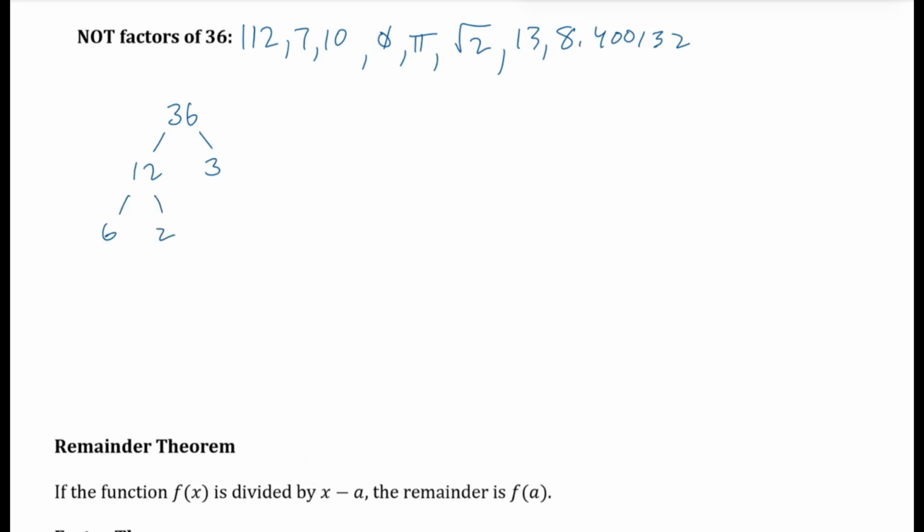2 is prime, so that branch is done. Two numbers that multiply to 6. 3 and 2. 3 times 2 times 2 times 3 is 36. All primes.